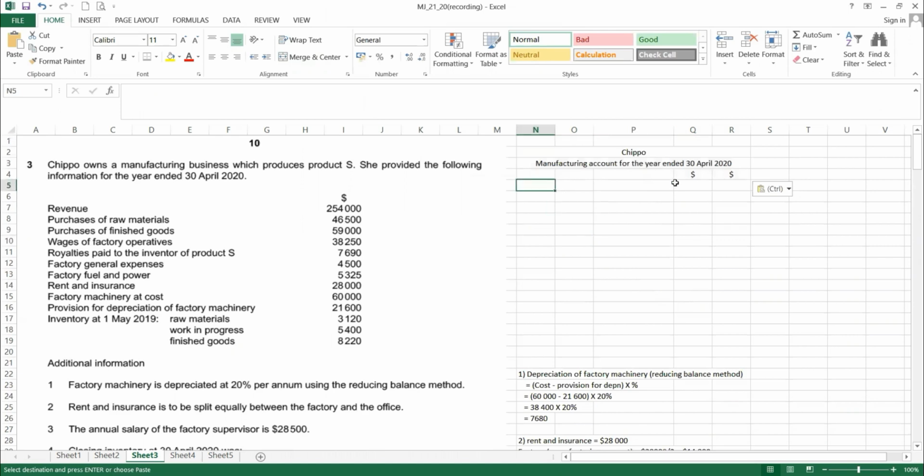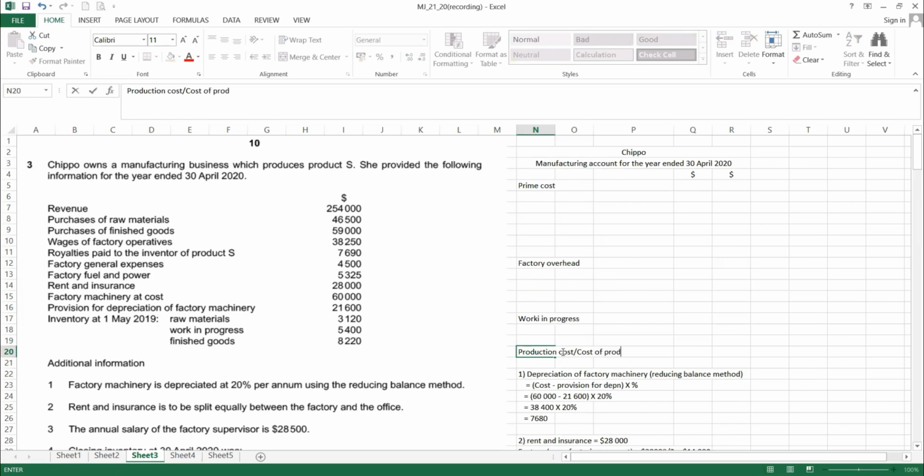Okay, manufacturing account, basically you have direct cost, which is the prime cost. I write down prime cost first. Then after that, you have the factory overhead. There are two key sections. After that, you have the work in progress. That is the last section. Then you get your production cost, or sometimes cost of production. So either way can be.